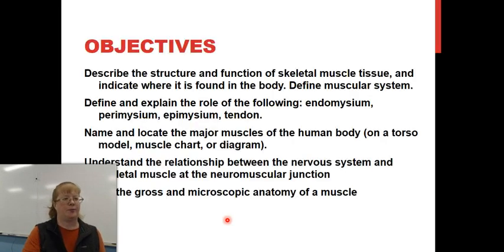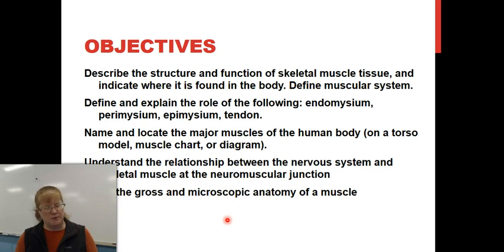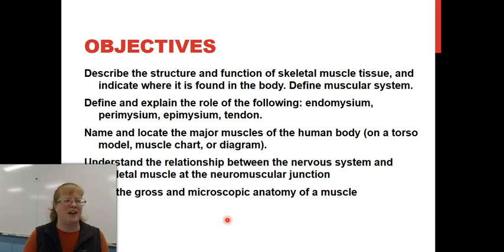to point out some of the muscle groups and stuff to you. So I want to go over the primary objectives for the muscular system. We want to be able to describe the structure and function of skeletal muscle tissue and indicate where it's found in the body, and to define the muscular system. We're also going to talk about the role of the following membranes around muscular bundles of tissue. We're going to name and locate major muscles of the human body. We're going to be using study guide 4 on the muscular system, so do please get that out. We're going to be working on filling that in.